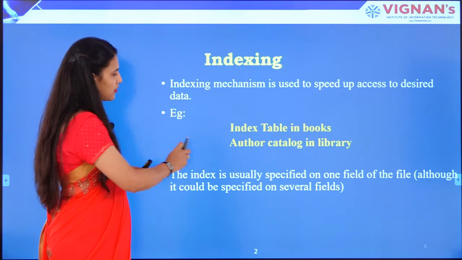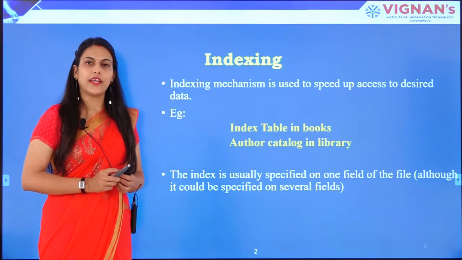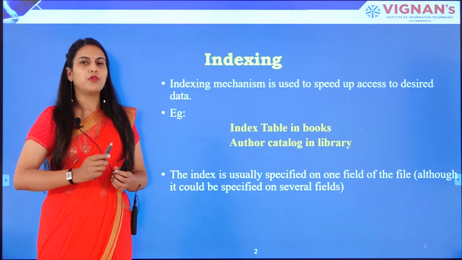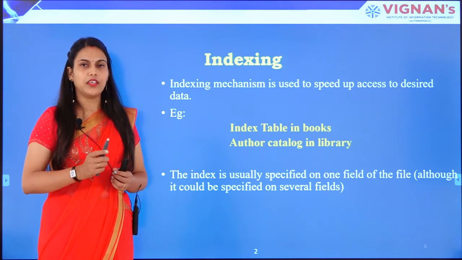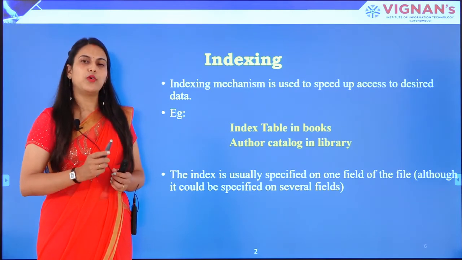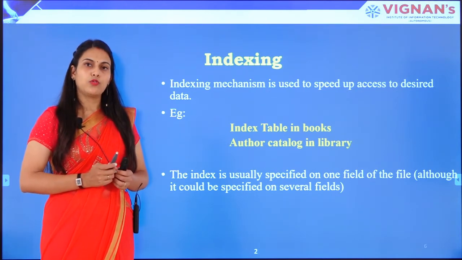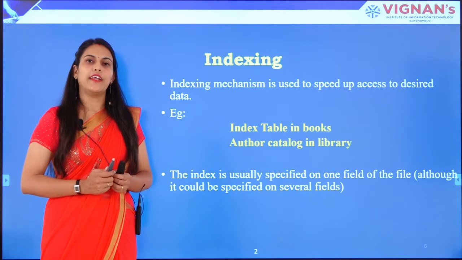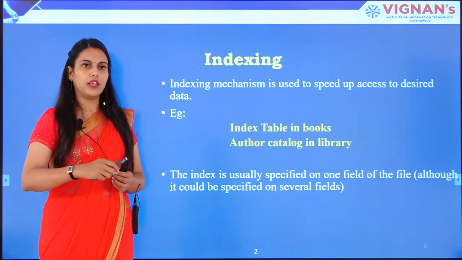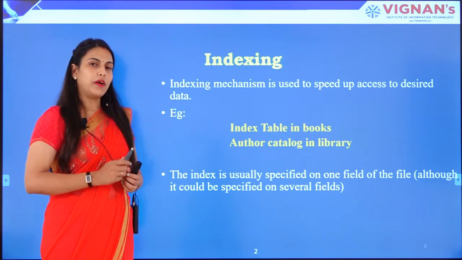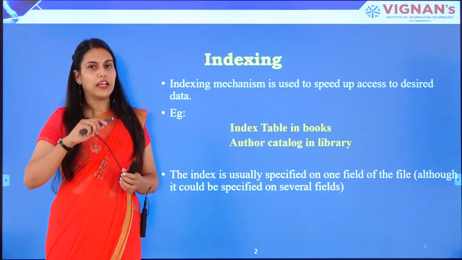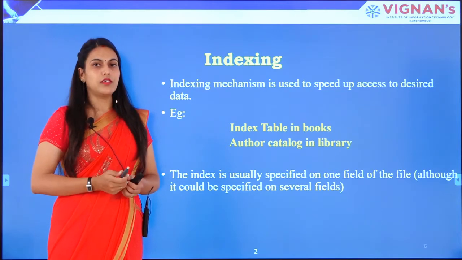Again, let's take another example, the author catalog in a library. Suppose you go to your college library and there are 10,000 books, but you are looking for a database book written by Navathe. In the best case, you will find the book in the first go, but in the worst case, the 10,000th book will be the desired book.